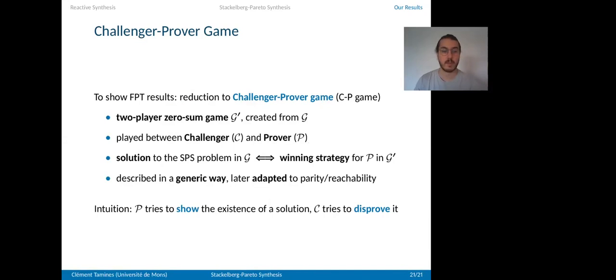The objectives in this game are described in a generic way and later adapted to parity and reachability. The intuition behind this game is that prover tries to show the existence of a solution and challenger tries to disprove it.